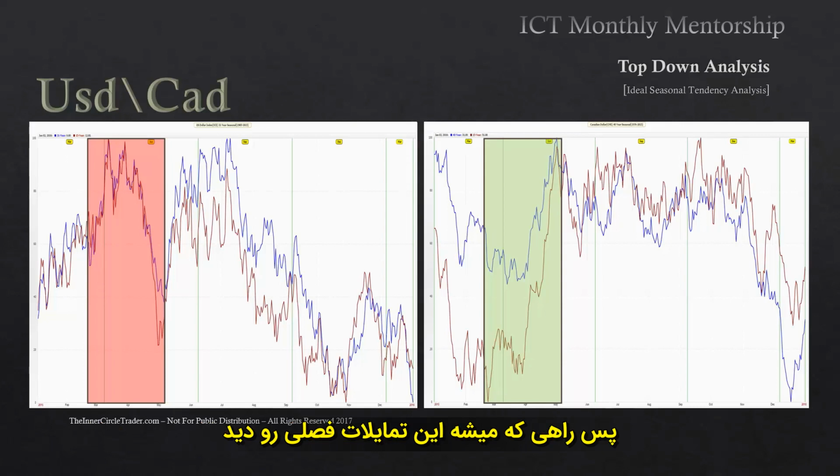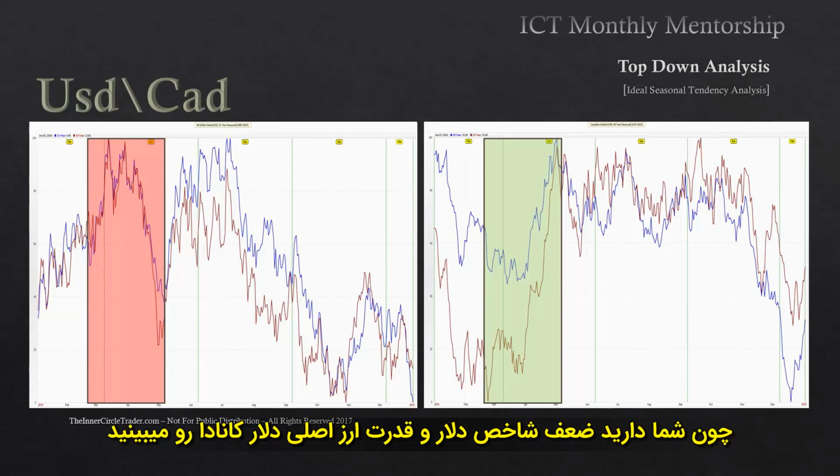So the way you would use this seasonal tendency is if you're bearish on the dollar index, this is a good time to be selling short dollar CAD. Or if you're long-term bullish on the Canadian dollar, this is a good time to sell this pair because you can see the weakness in the dollar index and the strength underlying with the Canadian dollar.